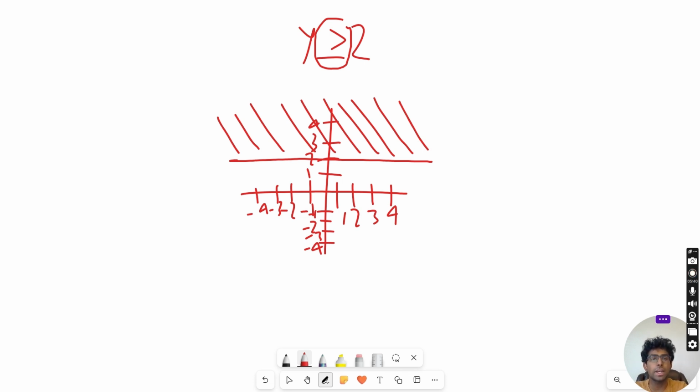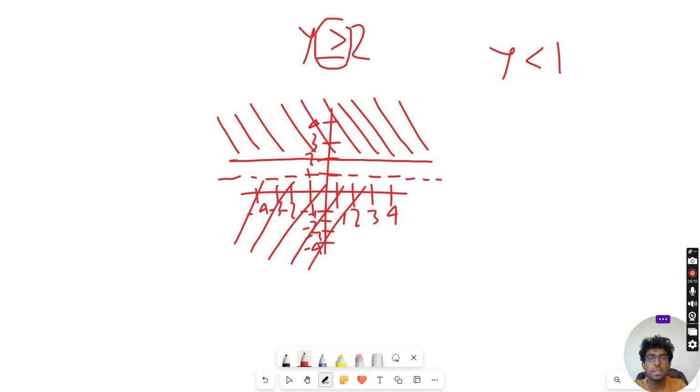If it was just greater than by itself, so if we had, actually no, let's do y is less than 1. So again, you're finding that y equals 1 line. That'd be right here. But the difference is, instead of it being a solid line, it's going to be a dashed line at y equals 1. So it's going to be a dashed line like this. And since we're looking at what comes underneath 1, like is y less than 1, it's going to be all this area underneath here. That would be for y is less than 1.